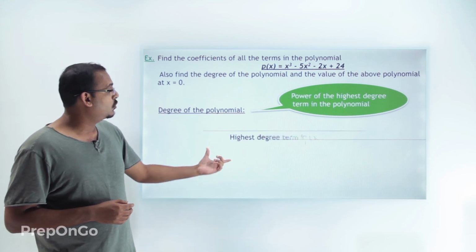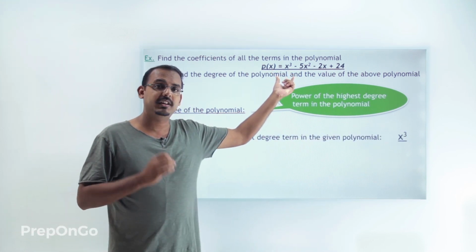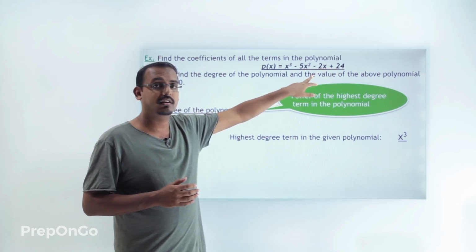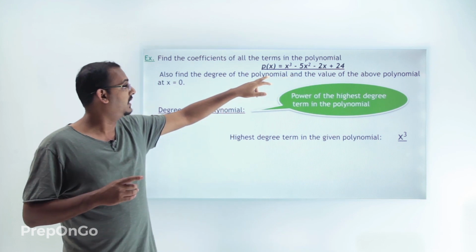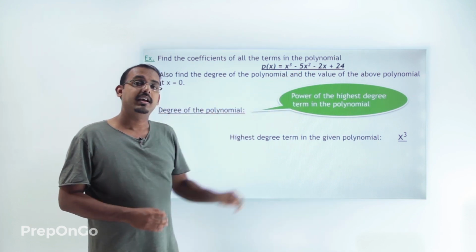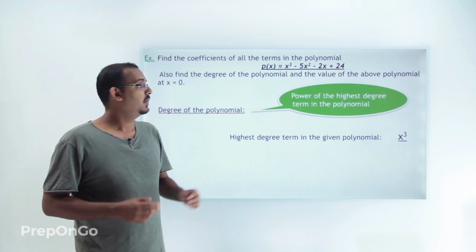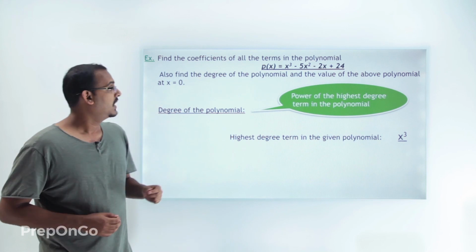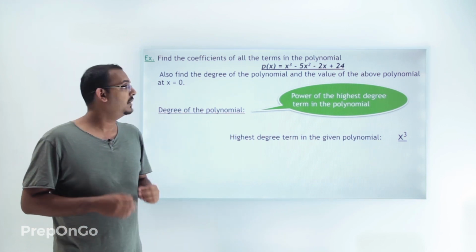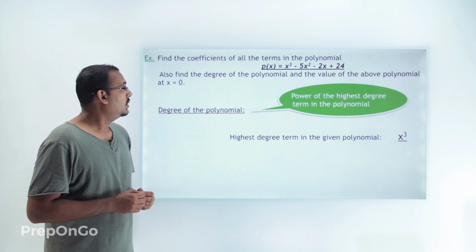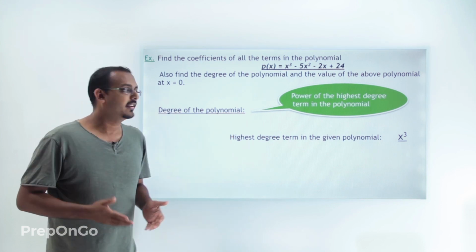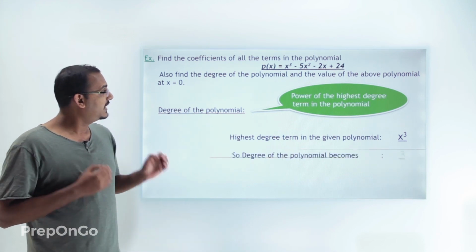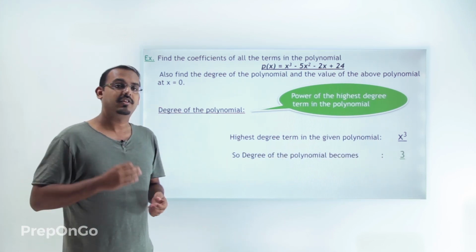Well, the term x cube is the highest degree term in the polynomial, right? In the constant term, the degree of the variable is 0. In the second term minus 2x, the degree of the variable is 1. In the term minus 5x square, the degree of the variable is 2. And in the last term, which is x cube, the degree of the variable is 3, right? So the highest degree term in the polynomial is x cube. Now, the degree of the polynomial is nothing but the power of the highest degree term, which is 3 here. So the degree of this polynomial becomes 3.